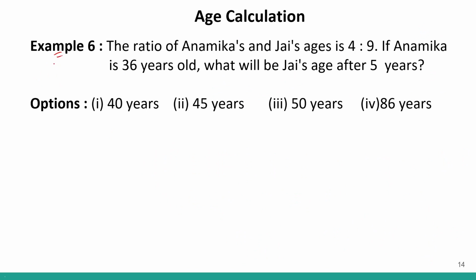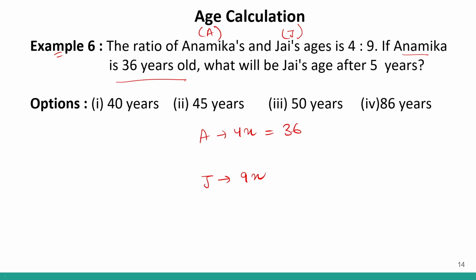Example 6. Now Anamika's and Jay's ages are in the ratio 4:9. If I take A to represent Anamika and J to represent Jay, I can say Anamika's age is 4x. Similarly, Jay's age will be 9x. Correct? This is how I can represent. Now we are asked that if Anamika is 36 years old, that means A is 36 years old, we have to find Jay's age after 5 years.